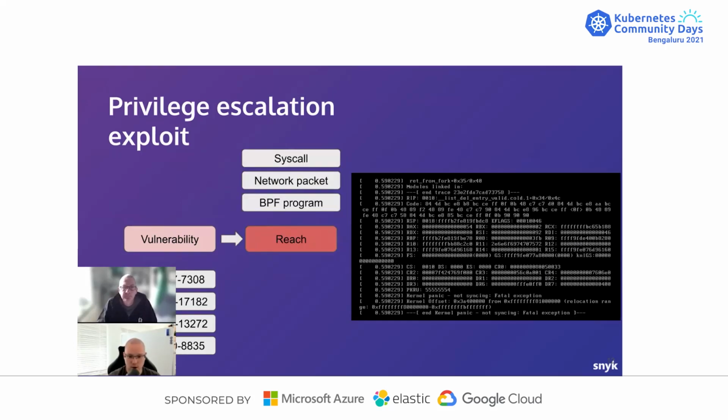So once we know that there is a vulnerability, we need to be able to reach it. In the kernel, we can do that by trying to execute a system call, which then enters kernel space. Remotely, we can trigger that by sending network packets to the machine, which are going to be processed by the kernel in the first place. And we can also do that via BPF programs, which are loaded into the kernel and execute code in that memory space. If we go to the next slide.